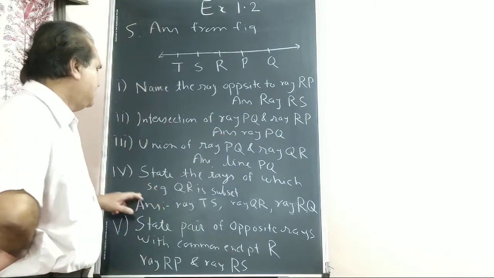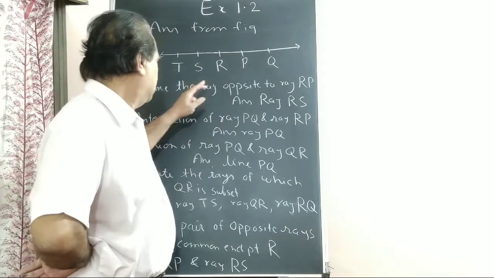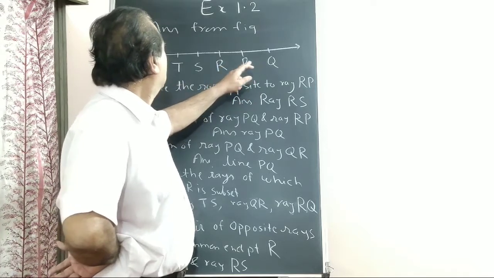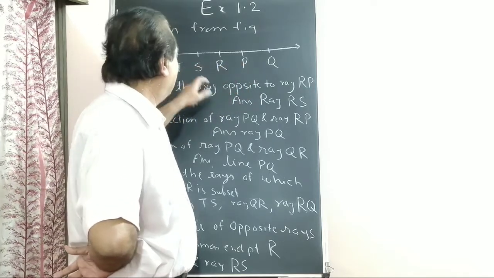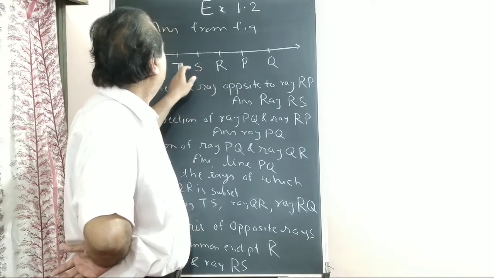State the rays of which segment QR is a subset. Now, segment QR is a subset of the whole line's rays. Name the rays only. QR is a subset of ray QT.